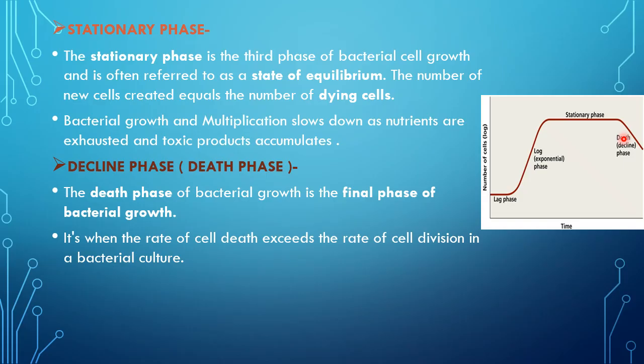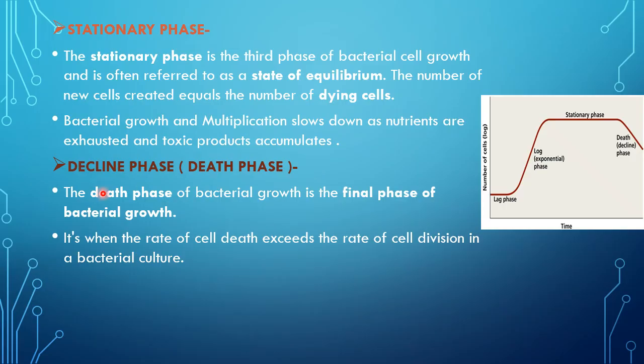And hence you call it a state of equilibrium. So both are equal here, and that's why the graph is stationary over here. And then the bacterial growth and multiplication slows down as nutrients are exhausted and toxin products accumulate. So the nutrients are coming down and down, the multiplication and bacterial growth also become less, and toxin products will get accumulated more and more.